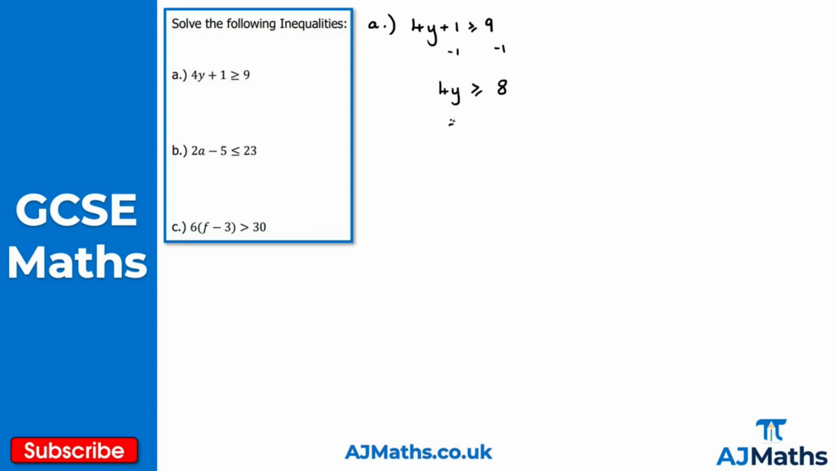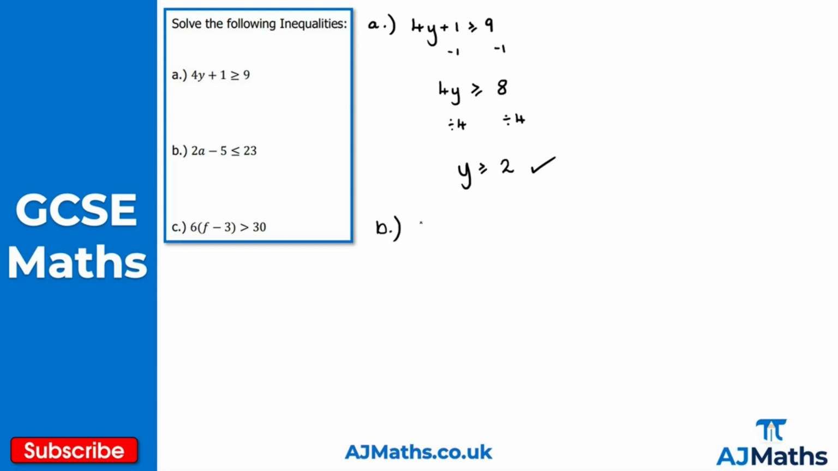Okay. So now we divide both sides here by 4. So 4y divided by 4, that would simply give me y. And then this will be greater than or equal to 8 divided by 4, which would give us 2 there. Okay. So there we have it. So that's the solution to A. Hopefully nice and straightforward. Moving on to B now.